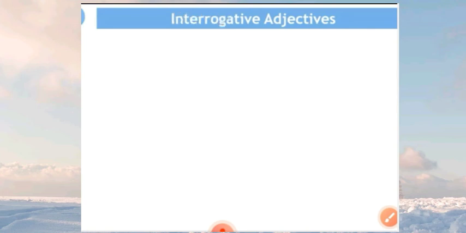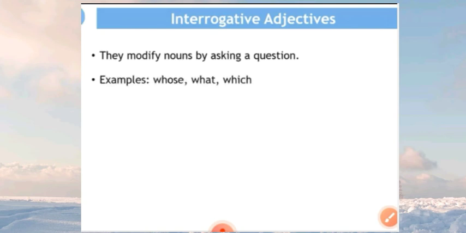Now, the last few adjective types to look at, we have the interrogative adjectives, which, as the name suggests, modify nouns by asking a question. So words like whose, what, and which are examples of interrogative adjectives. Let's take some examples here.